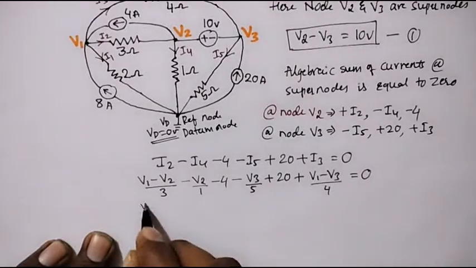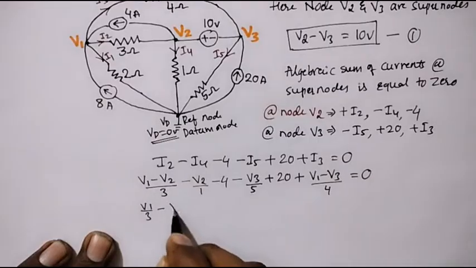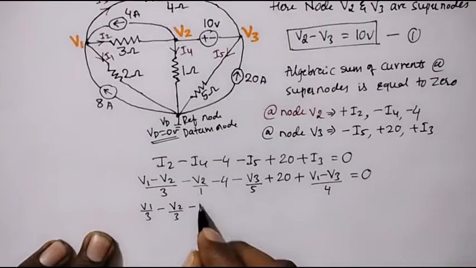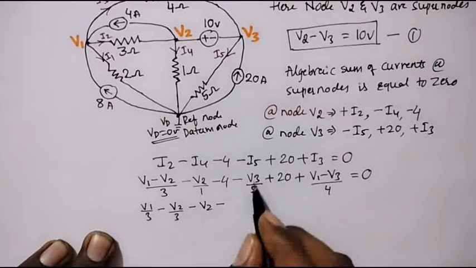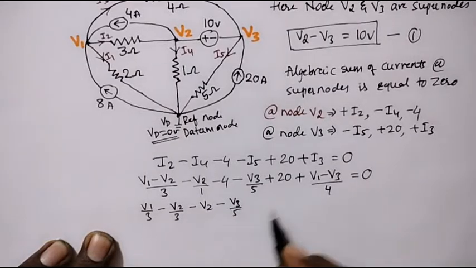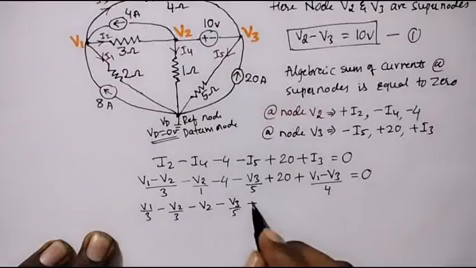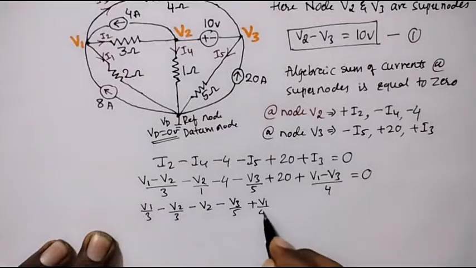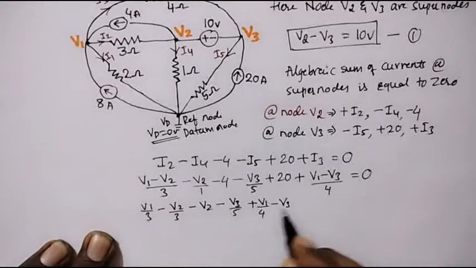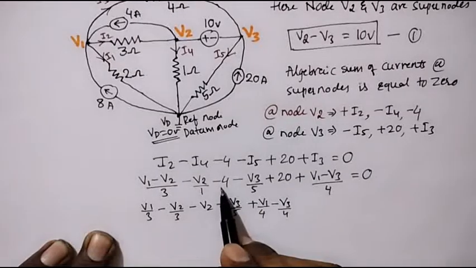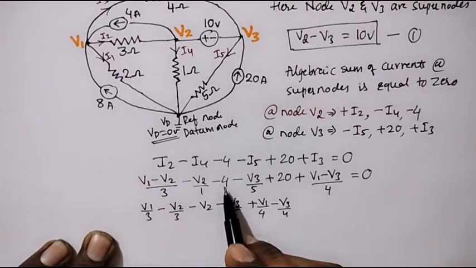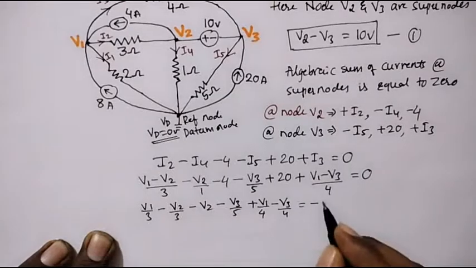I can write it as V1 by 3 minus V2 by 3 minus V2 minus V3 by 5 plus V1 by 4 minus V3 by 4. Here the constants are 20 and minus 4, that is 16. I will take 16 to the other side, it will become minus 16.